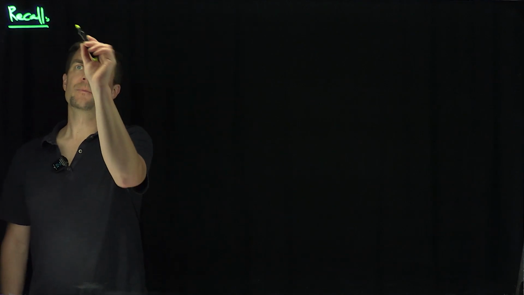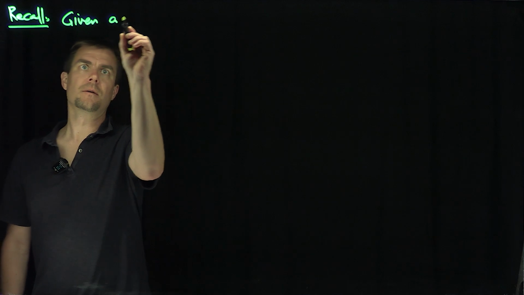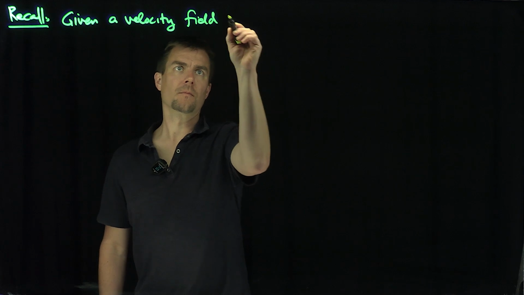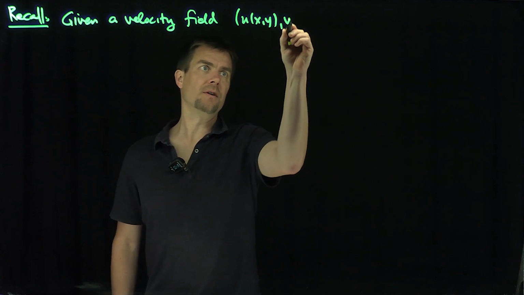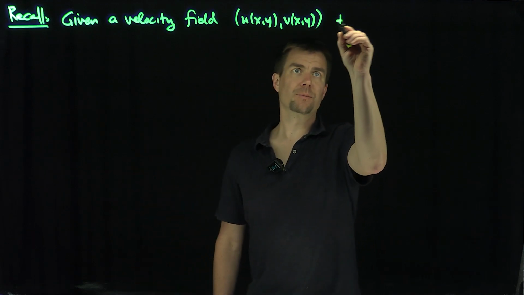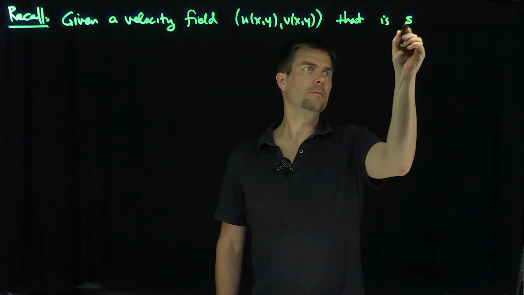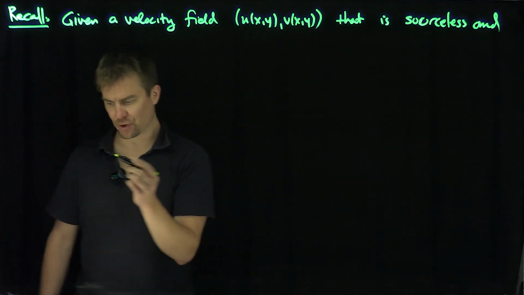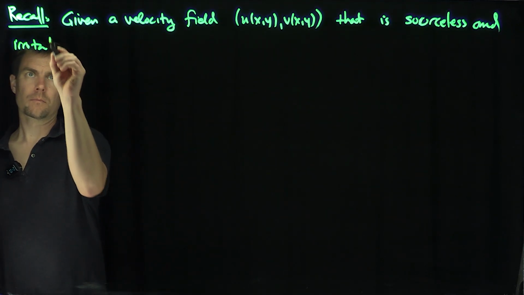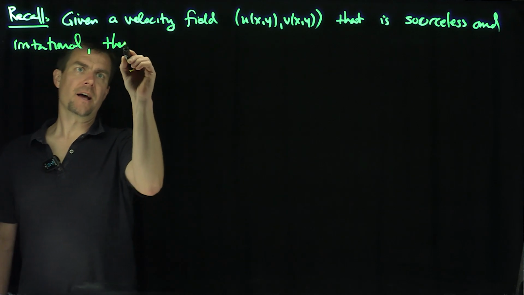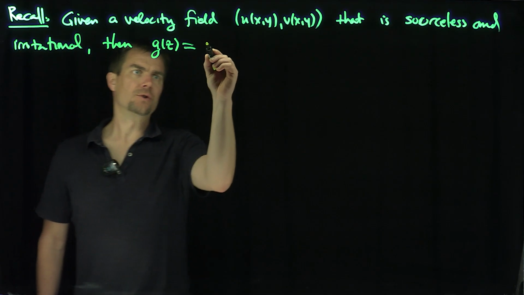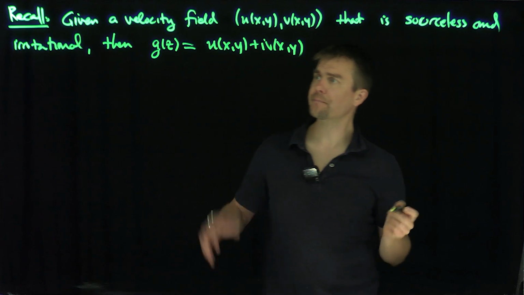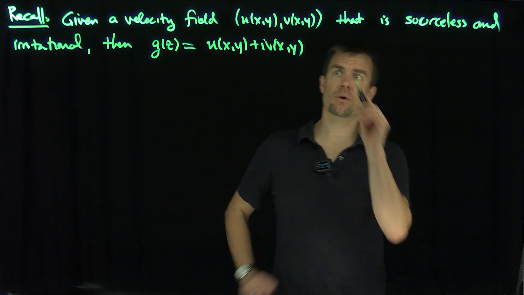our typical setup. Our typical setup is given a velocity field u of x,y, v of x,y, that is incompressible or sourceless, and irrotational, then we can form g of z, which is u of x,y plus i v of x,y. We form this complex velocity, okay? Then this function is anti-holomorphic.